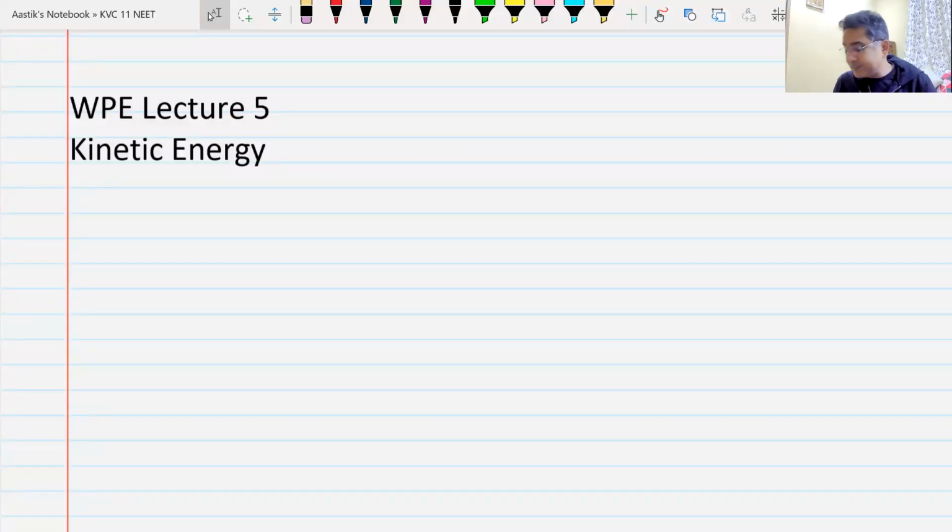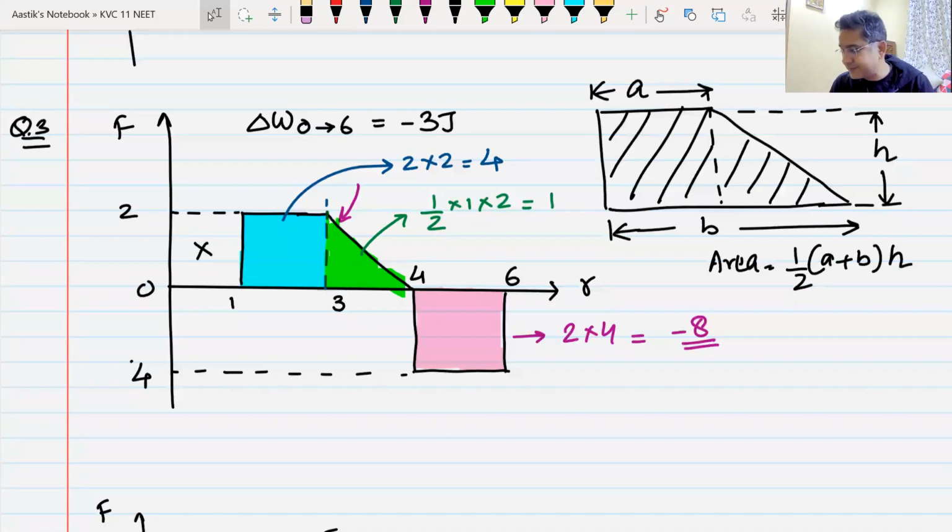We are in work, power, energy, and we were seeing in the last class the work done by a variable force. We had seen how to find out the work done when the graph is given, and we are expecting a question on graph, whether it is coming from this chapter or coming from other chapter. The concept remains same. You have to find the area.